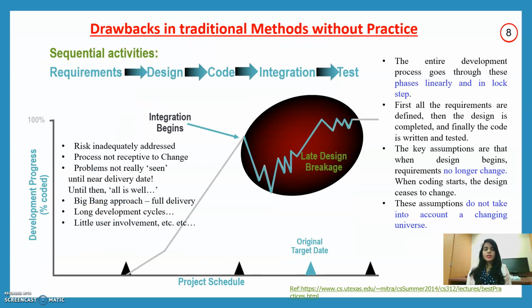And these are the drawbacks of traditional methods without practice. If we take the waterfall model, we have just a sequence: requirements, design, code, integration, and test. There is no iterative process in the traditional waterfall process. The problems are that it is inadequately addressed, the process is not receptive to change, problems are not really seen, and it is a big bang approach with long development cycles and little user involvement.